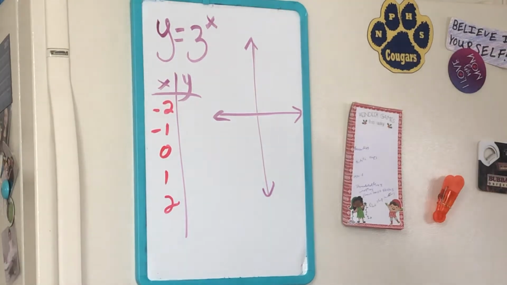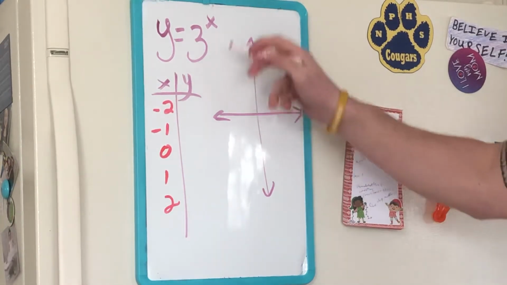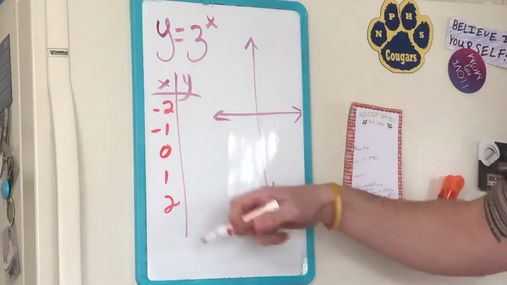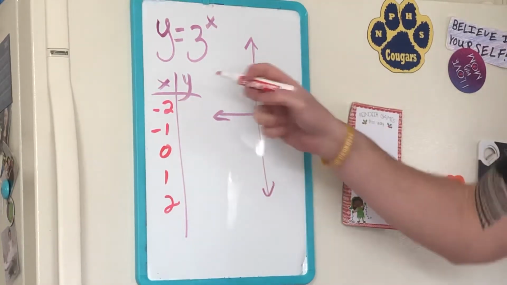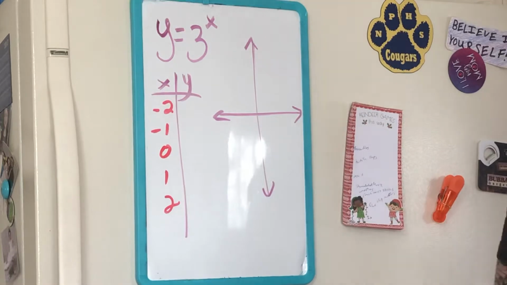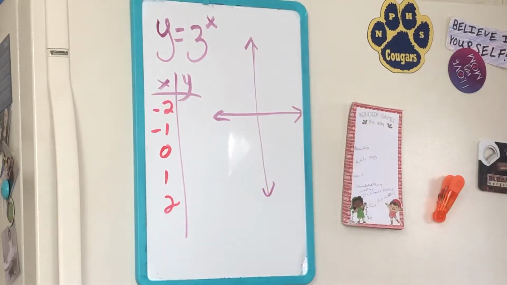Okay, graphing exponential functions. This says y equals 3 to the x power. I recommend plugging in your usual numbers first: -2, -1, 0, 1, and 2. And then if you don't get the graph you're looking for, then you start plugging in other numbers.